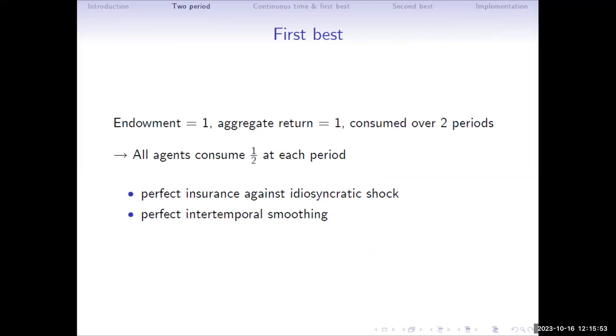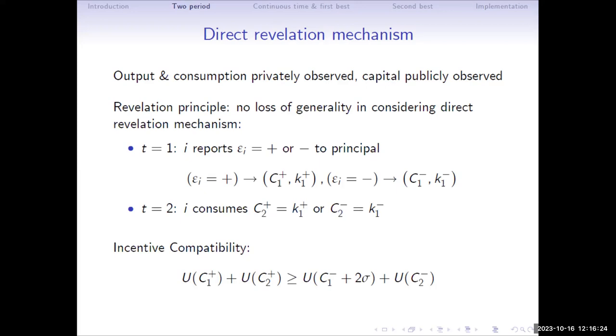Okay, so we tried to design the two-period model to be as simple as possible. Here, we just have one unit to share across a continuum of agents and two periods. So each guy gets to consume 1/2 at each period. And so we have perfect smoothing of consumption through time and perfect insurance across states. So that's the first best. Now we turn to the case in which you have information asymmetry, so it's no longer the first best, it's going to be the second best.